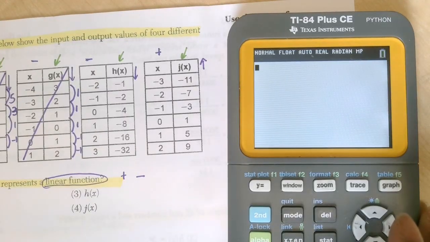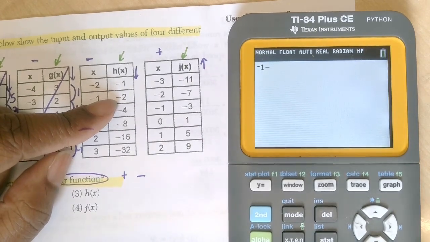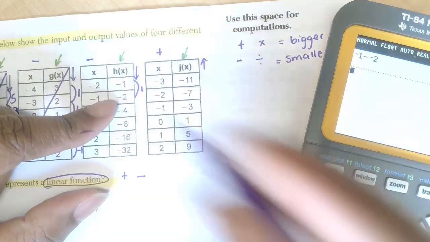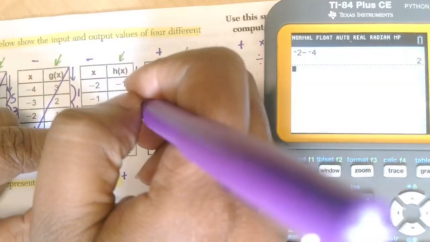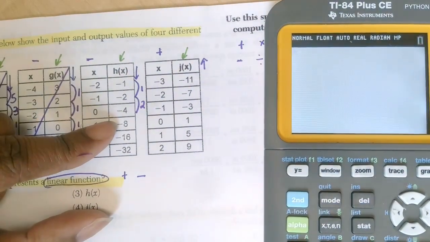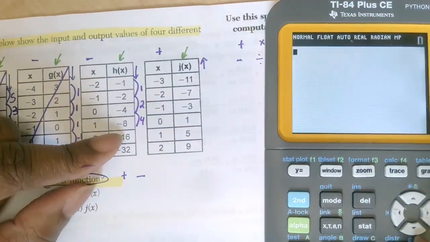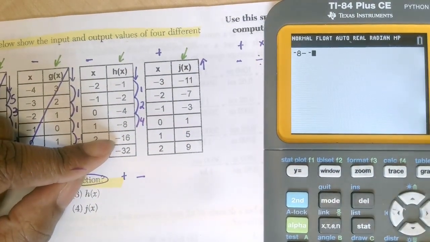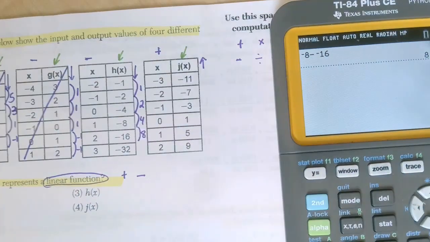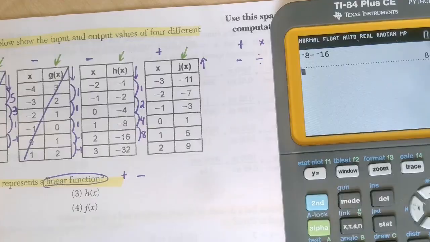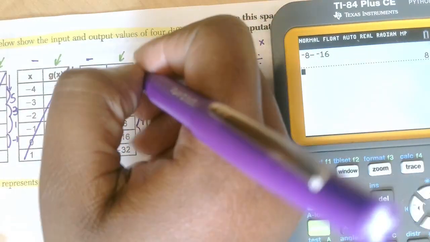On to h of x. We know we're subtracting because we're decreasing. So negative 1 minus negative 2, that is positive 1. Negative 2 minus negative 4, that is 2. Negative 4 minus negative 8, that is 4. Negative 8 minus negative 16, that is 8. Right? So we realize we don't have a consistent number here, so this could not be our answer.